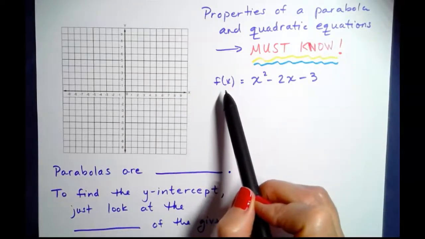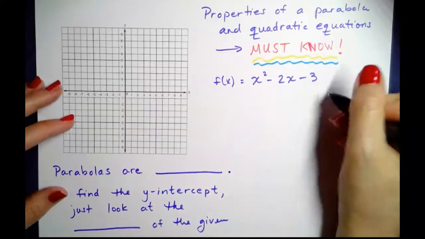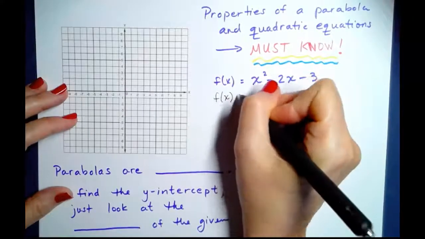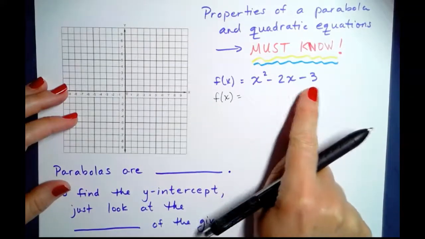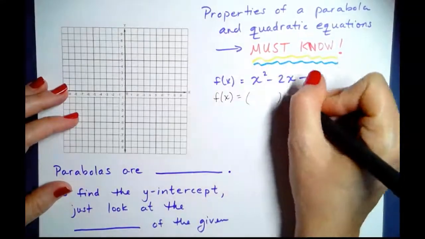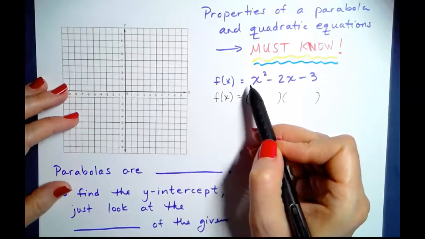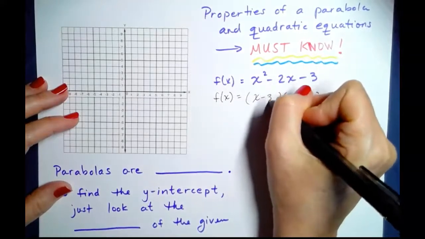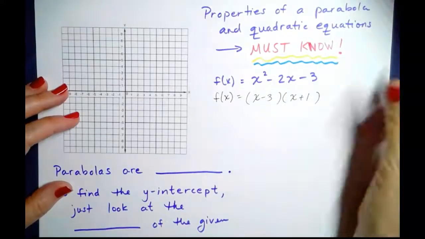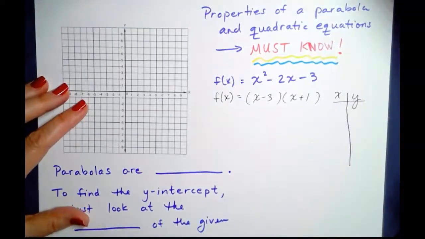Once again, I'm reminding you, f of x and y, same thing, and I'm going to use them interchangeably here. So we're going to go right into our factored form of our function. Our function x squared minus 2x minus 3 is easily factored. We've got a 1 as our leading coefficient. So factors of negative 3 that add up to negative 2: x minus 3, x plus 1, which will help us very easily fill out an xy chart.